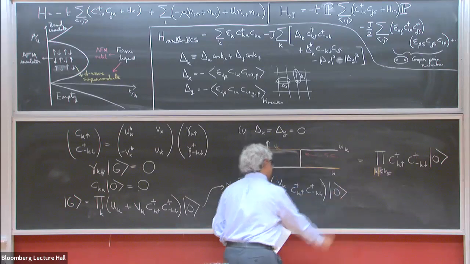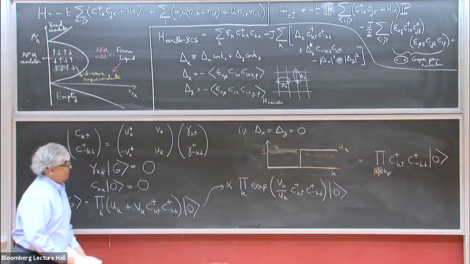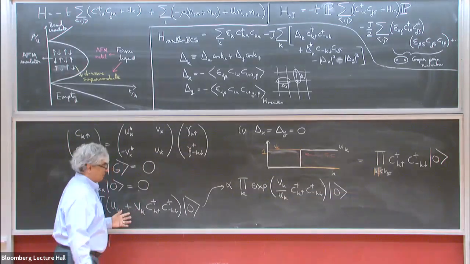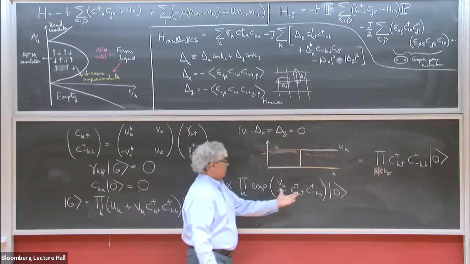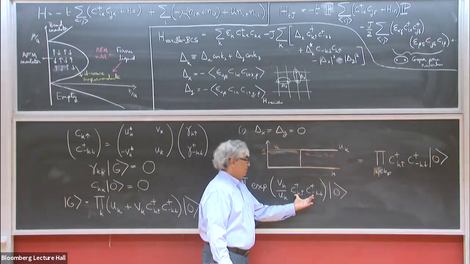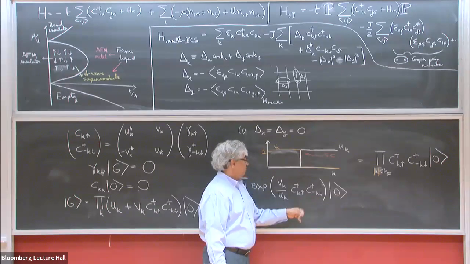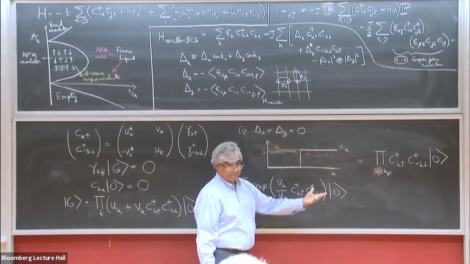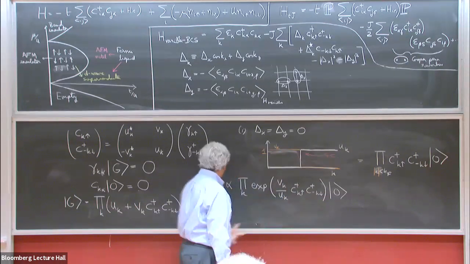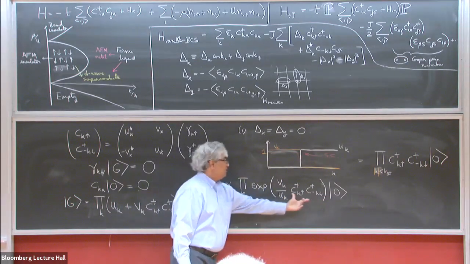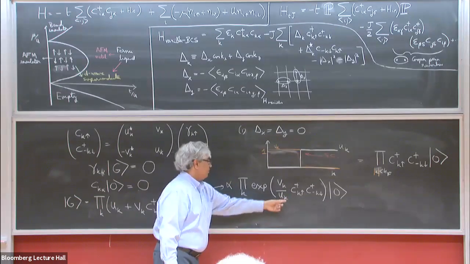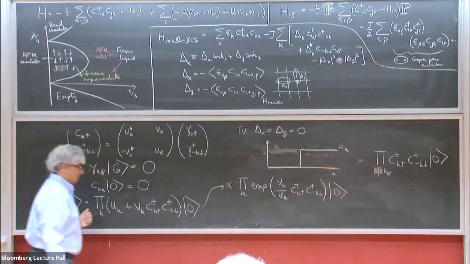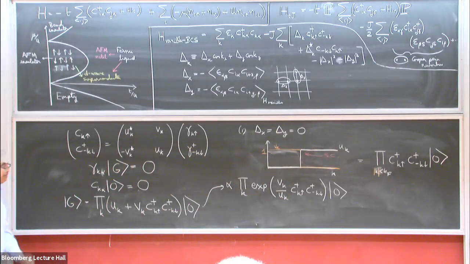Acting on the empty sphere. Okay, so this is again exactly true because the square of this operator is 0. Once you try to add in any k state more than one fermion, you get 0. The square of this operator is 0, so this is exactly equal to this, apart from this factor of the product of k u_k, which you can pull out.